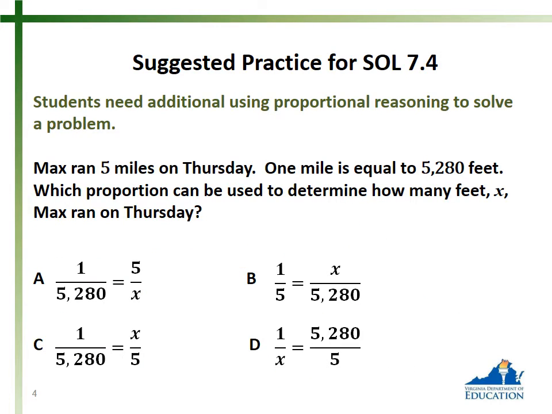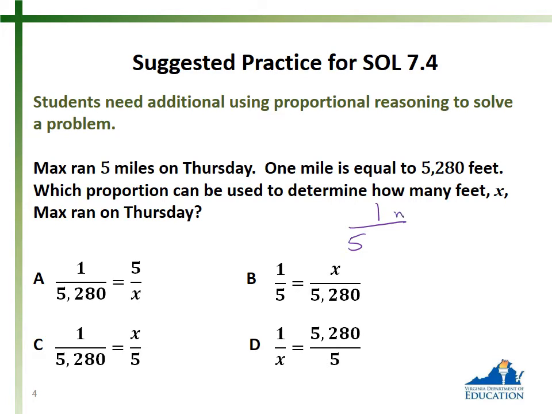So we have this question. Max ran 5 miles on Thursday. 1 mile is equal to 5,280 feet. Which proportion can be used to determine how many feet X Max ran on Thursday? And so I'm going to set up my own proportion and see if that shows up as one of my answers.